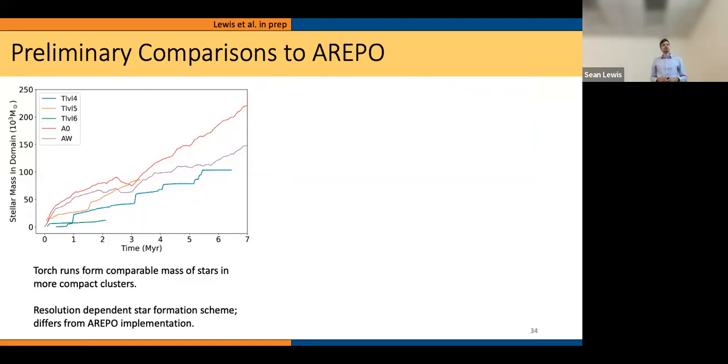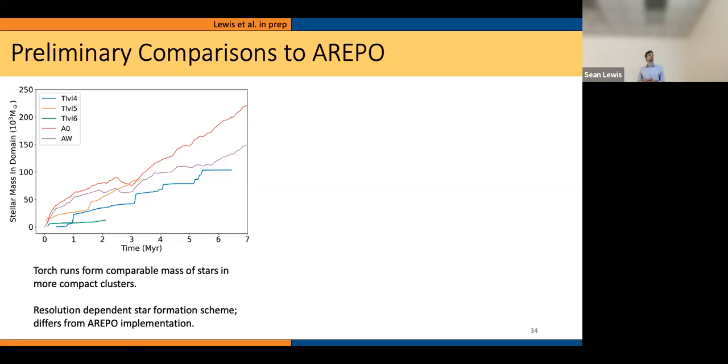We can look at this a little bit closer. It's again very preliminary analysis, preliminary comparisons to some AREPO runs. So what I did is I have two different AREPO runs that are starting from the same initial conditions. One run has stellar feedback present. That's the AW, purple line. One AREPO run has no feedback present. So that's A0.